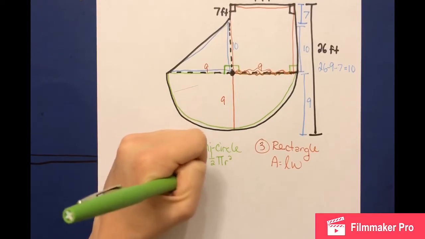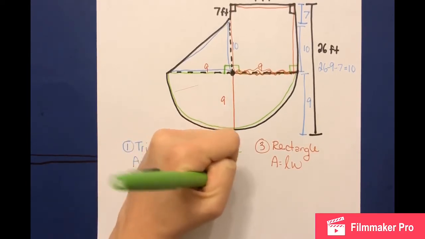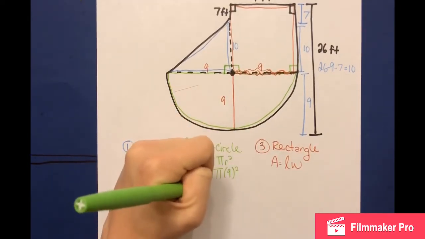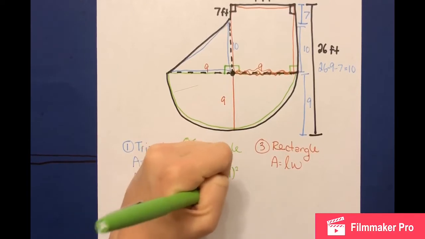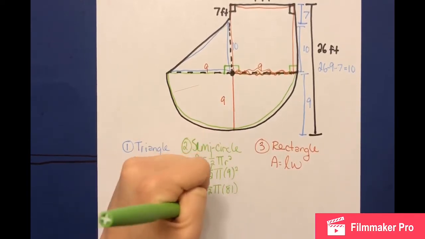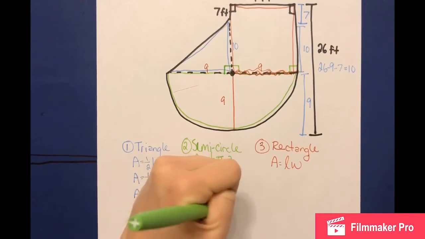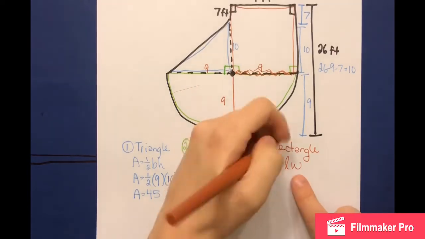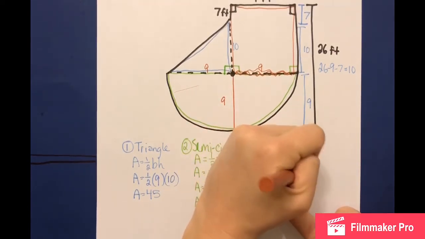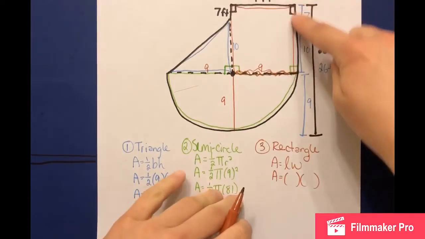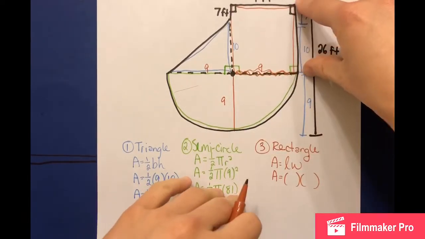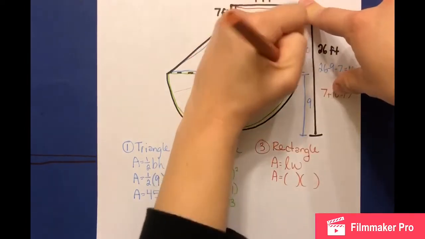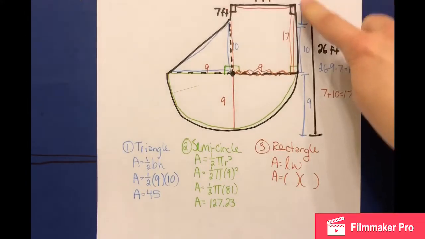Semicircle area is equal to 1/2. This should be your easier of the two. Radius is 9, or the 3, sorry about that. Okay, it's 1/2 times pi times 81, which gives me area is equal to 127.23. Looking good here. Rectangle, area is equal to length times width. 9 times this whole length, which is 7 plus 10. 7 plus 10 is equal to 17. So this length is 17. So it's 9 times 17.